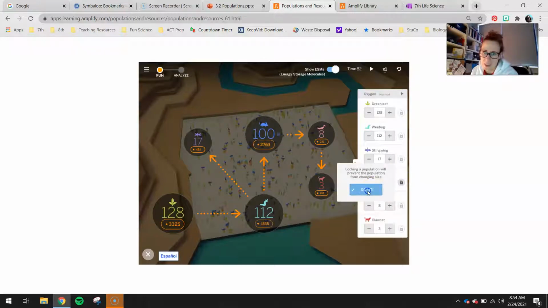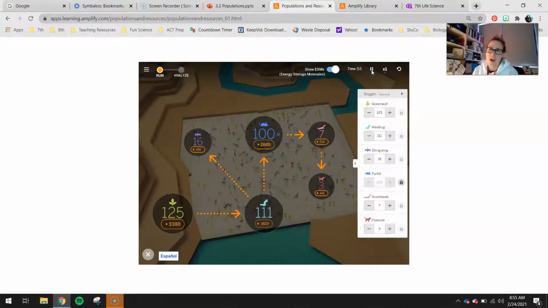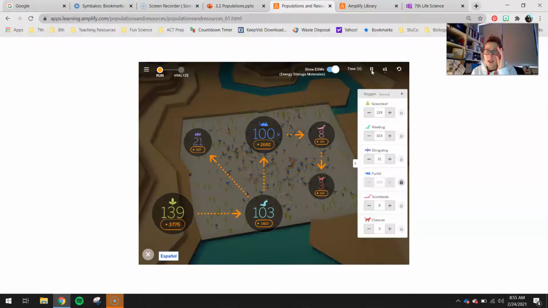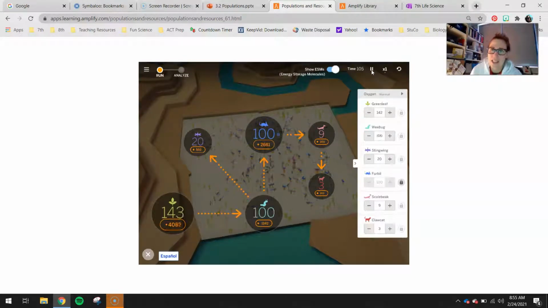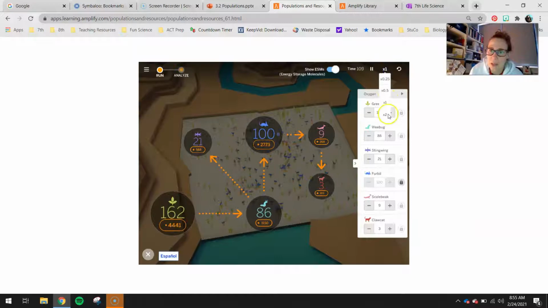Okay, remember they both compete. The furbills and the stingwings both compete for the weebugs. Okay, and our goal again is to increase our stingwings. So let's just see what happens if we increase our furbills to 100. We're going to lock it and I'm going to let it run for about another 100 time units. It really doesn't matter. We're collecting a lot of data beforehand and we'll have plenty of data after about 100 seconds. I can even speed it up a little bit if I choose.